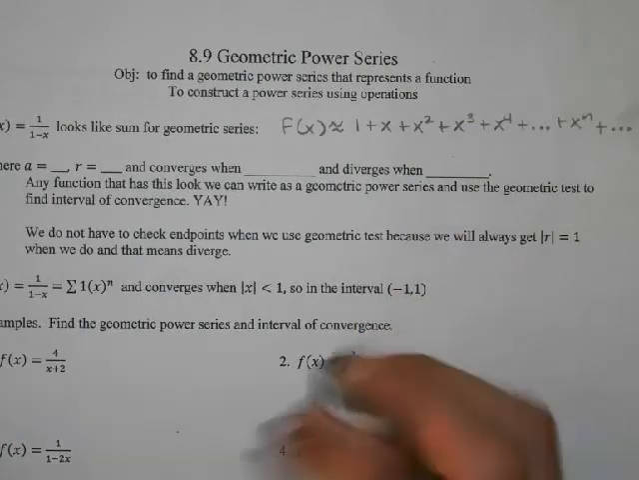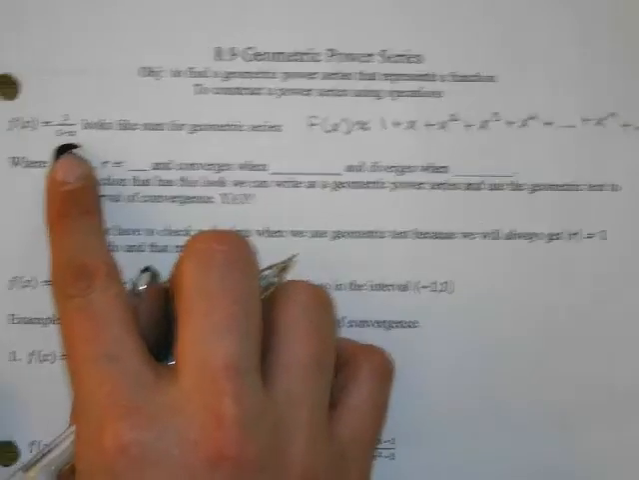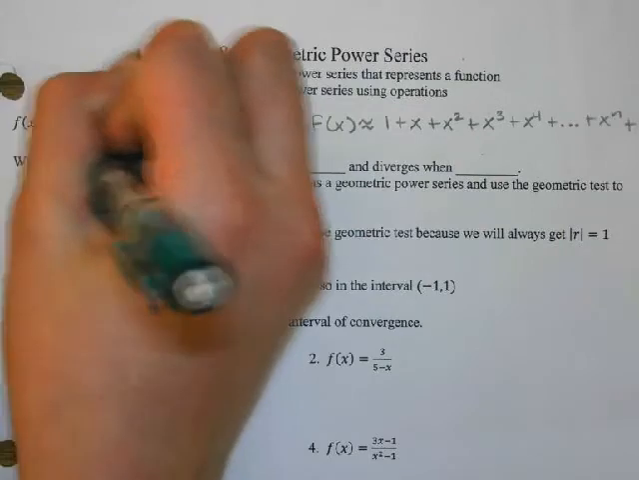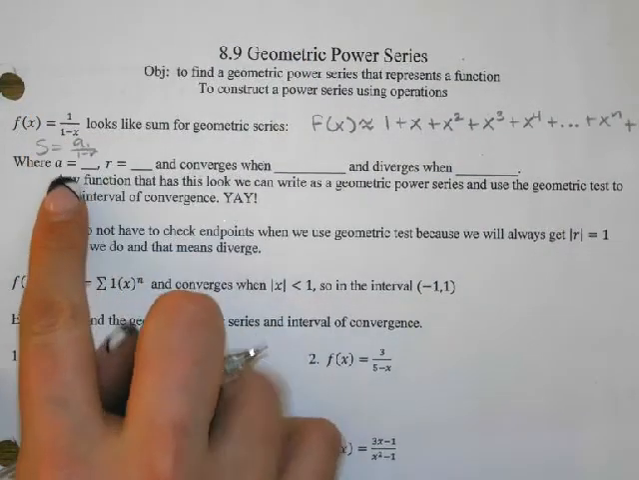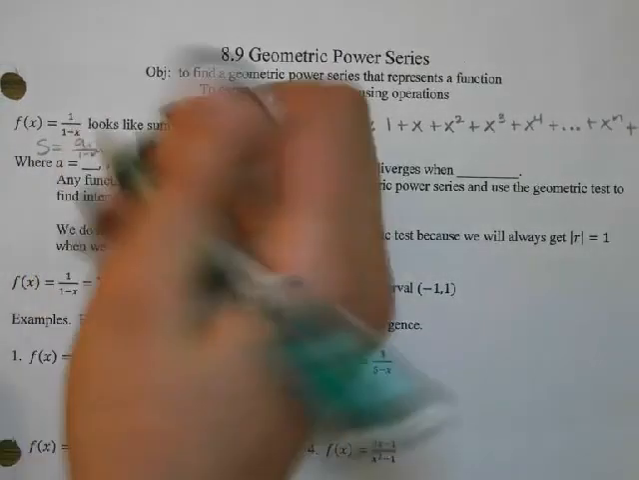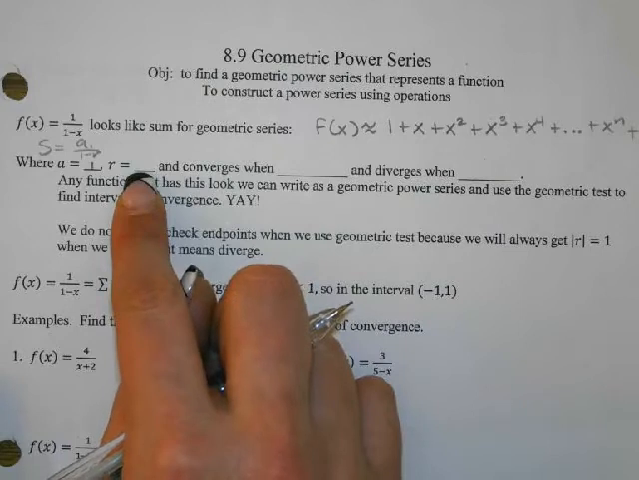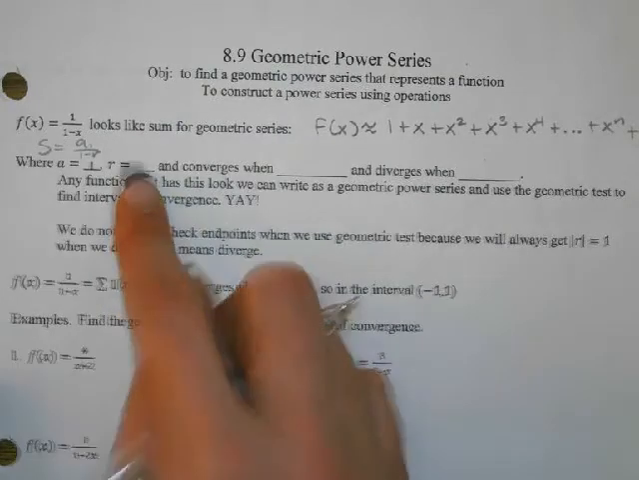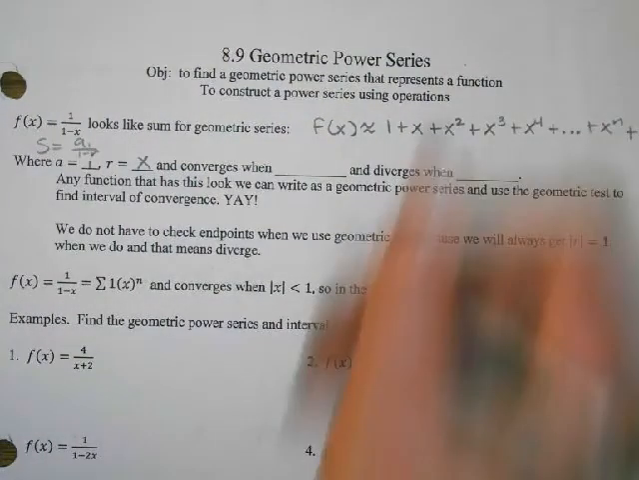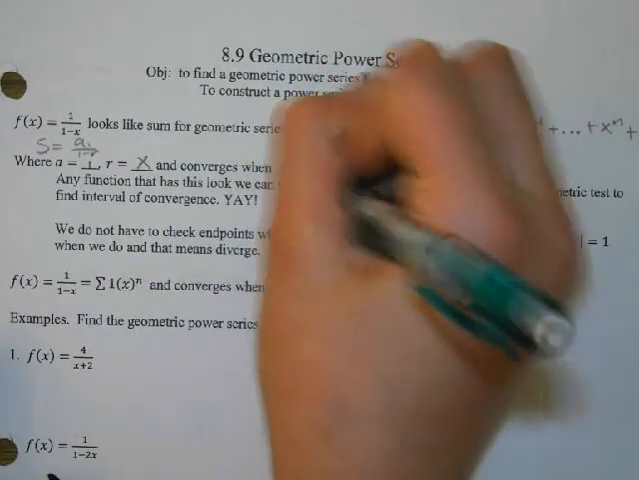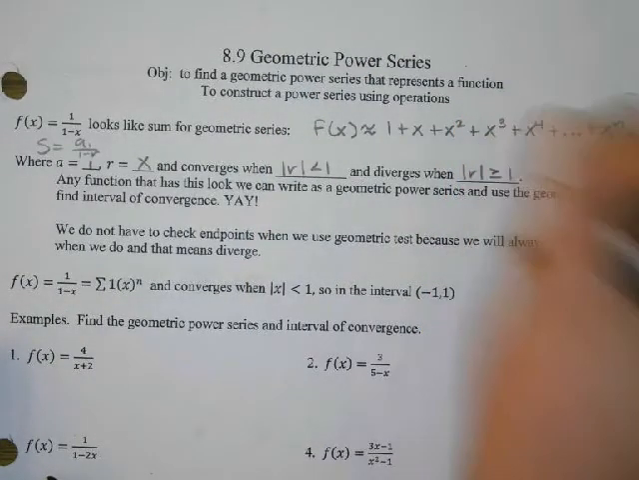All right, so if you look at this, this is kind of mimicking the sum formula, that the sum is the first term divided by 1 minus r. That's what this is mimicking. So a is the first term, and that's 1. And r is the common ratio. It's what you're multiplying by every time, and that's x. And it's going to converge when the absolute value of r is less than 1, and it diverges when it is greater than or equal to 1.